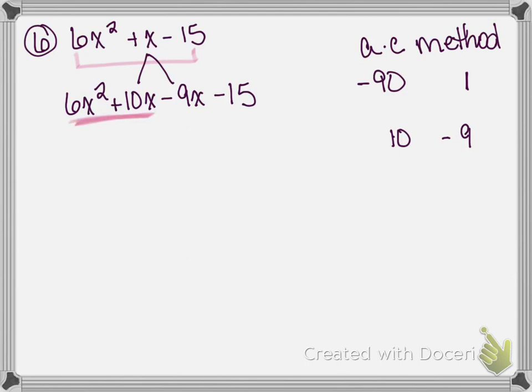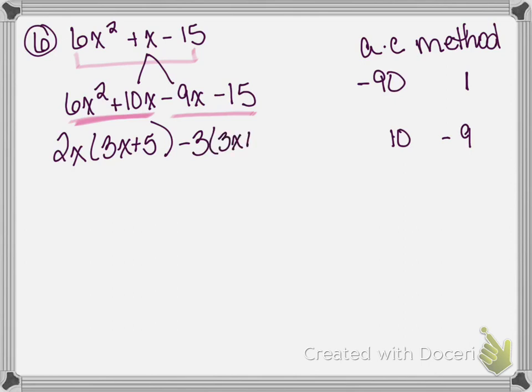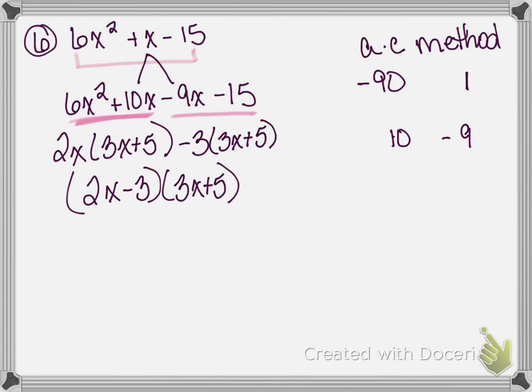So I've got 2 right here. So I'm asking myself, what comes out of 6x squared and 10x? The answer to that is 2x. So then I'm left with 3x plus 5. Okay. Then I ask myself what comes out of negative 9x minus 15. And what comes out of that is negative 3. Negative 3 comes out of both of those. So then I'm left with 3x plus 5. So my final answer here is 2x minus 3 times 3x plus 5.